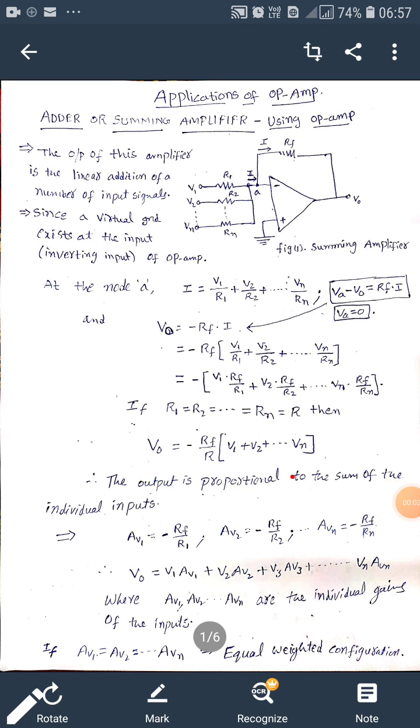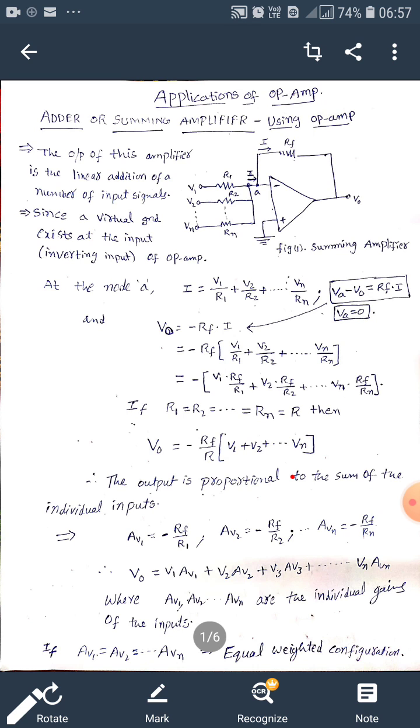Applications of op-amp. We have many applications related to operational amplifier. Adders, subtractors we have, and we have filters. Different types of filters can be designed using this op-amp.